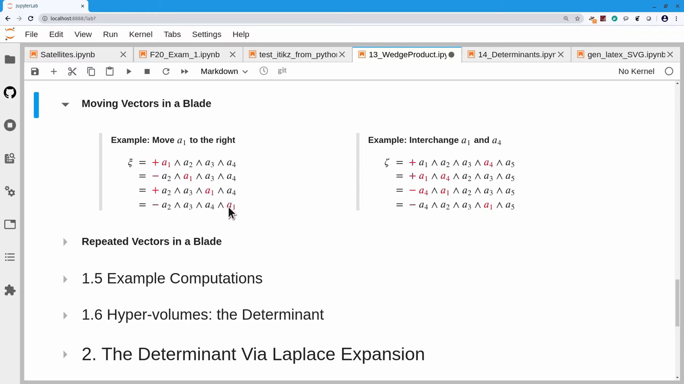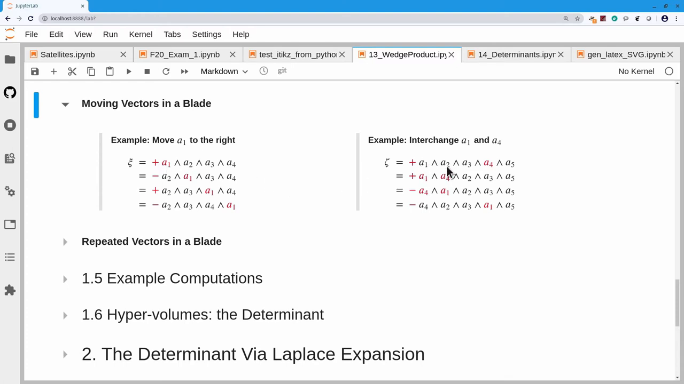Interchange A1 and A4 picks up a minus sign again. So as A1 migrates from left to right, each time I interchange A1 with the vector adjacent to it, I pick up another minus sign. And the net effect is going to be an alternating set of signs, plus 1, minus 1, plus 1, minus 1. If I combine moving A1 to the right, let's say into the position that A4 is currently in, and moving A4 back into the position that A1 started in, I'm interchanging A1 and A4. Let's see how that one works.